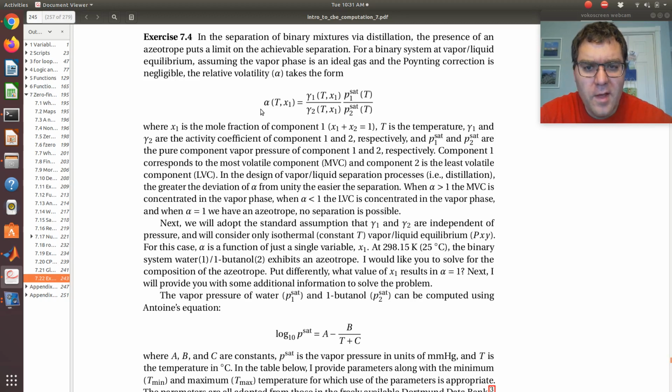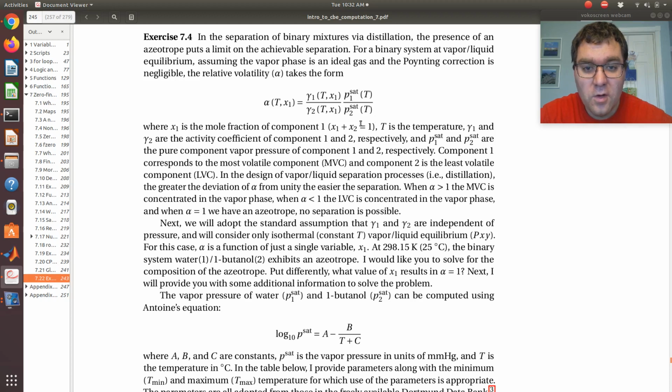And so when we have an azeotrope, alpha is going to be equal to 1. Okay, so this essentially is going to be my error function. I'm solving for when this is equal to 1. All right, so my error function will be 1 minus this. So I'm trying to solve for the composition. Okay, so we're given the temperature. We're told the temperature is 25 degrees C.